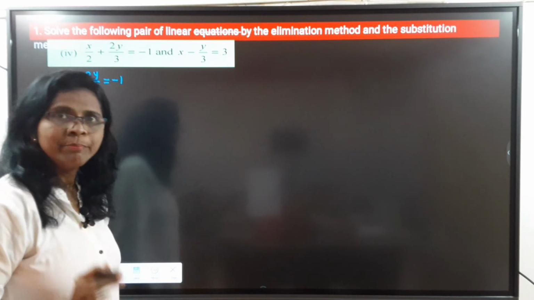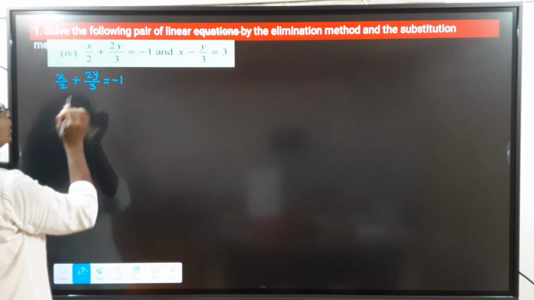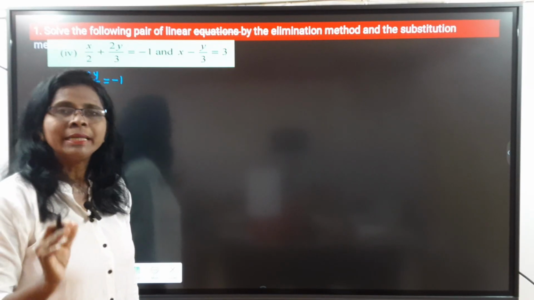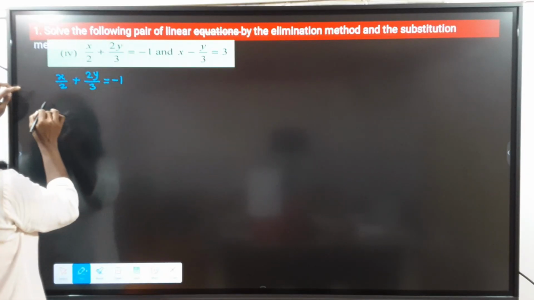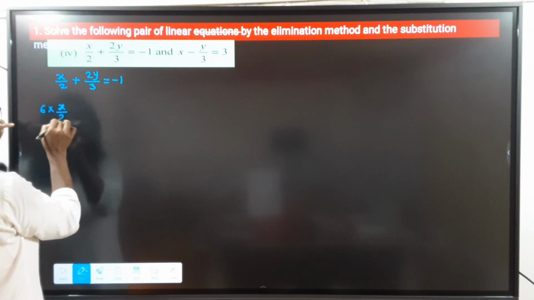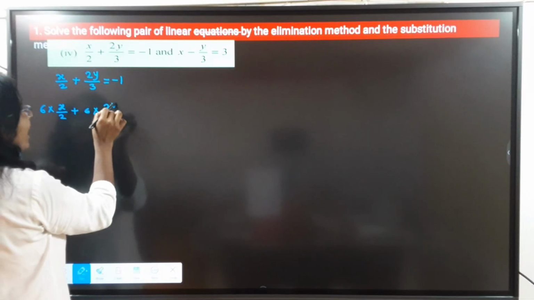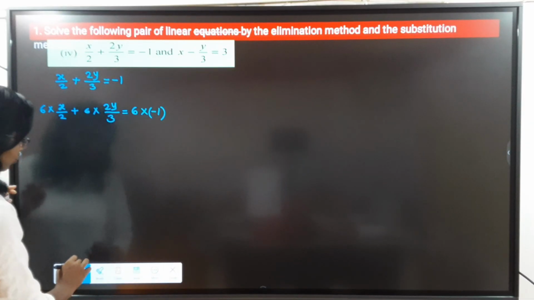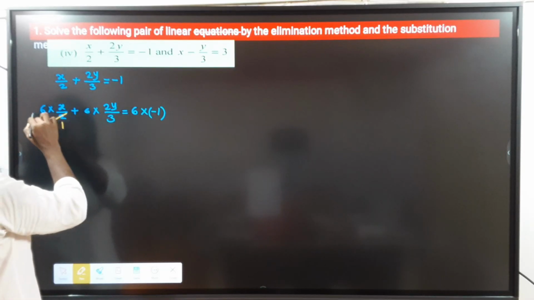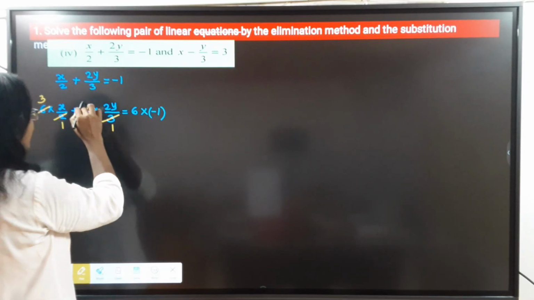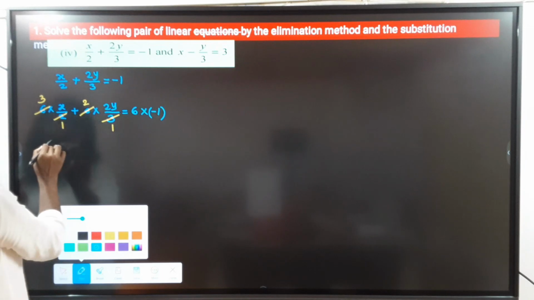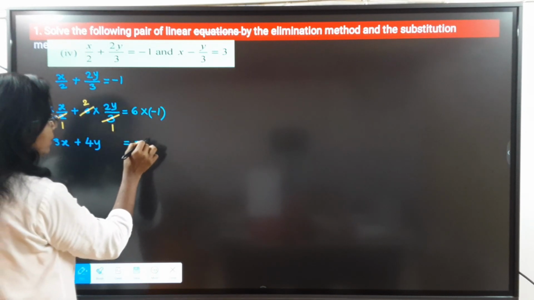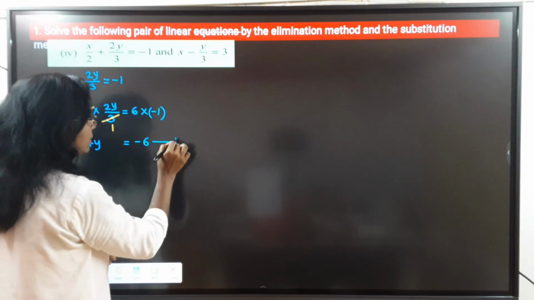Okay. So now here I simplify each, students. First I simplify: here 2 and 3 are at the denominator place. So the LCM of the two numbers is 6. So I multiply both sides by 6. So 6 multiply x upon 2 plus 6 multiply 2y upon 3 is equal to 6 multiply minus 1. So that means 2 ones are 2, 2 threes are 6, 3 ones are 3, 3 twos are 6. So we have 3x plus 2 twos are 4, 4y is equal to minus 6. So we can call it the first equation.